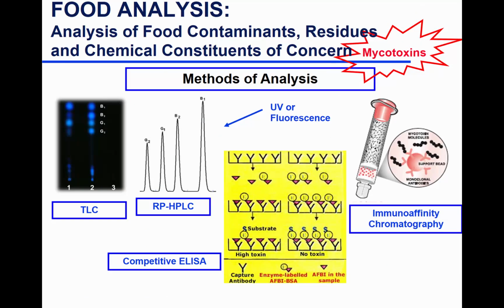So methods of detection, HPLC, common one is reverse phase chromatography, reverse phase HPLC with UV or fluorescence detection. You can also use thin layer chromatography for qualitative, competitive ELISA, or immunoaffinity chromatography. Most common is competitive ELISA and reverse phase HPLC.